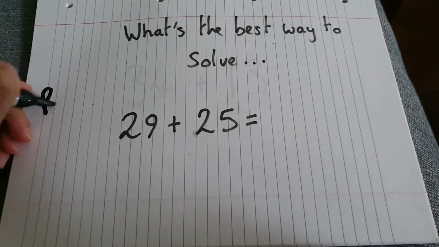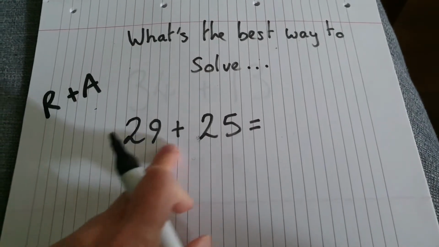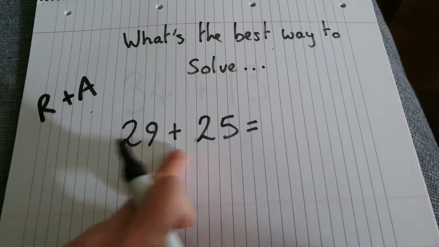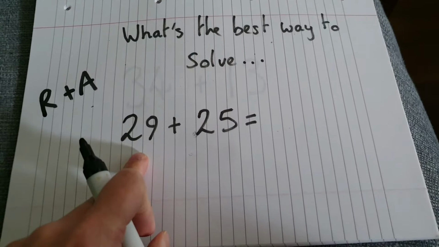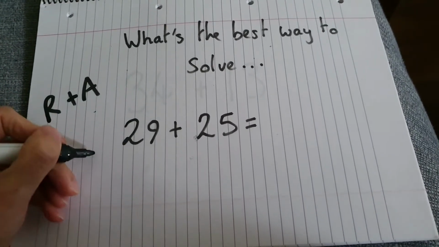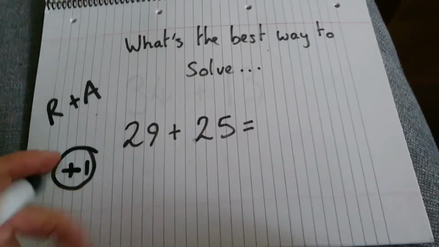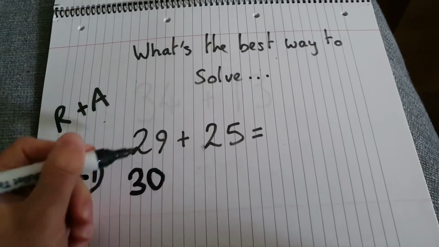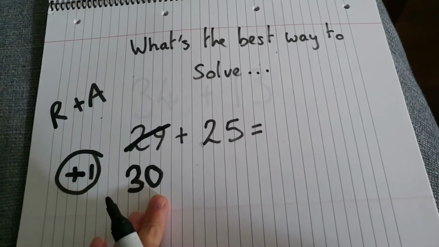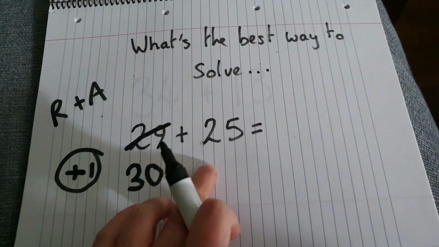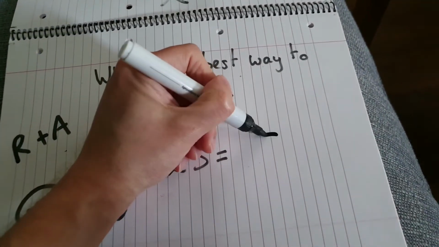This is a round and adjust problem. I wouldn't add 29 and 25, because if I look at those two numbers, 29 is very close to 30. If I added 1 to that, it would be 30. So what I will do is I'll remember that I've added 1 to the equation, because I can take that away at the end, and I will turn that number into 30 and get rid of the 29. Now, this is a very easy addition problem, because I have no 1s to add to the 5, meaning that the 1s column over here will be 5.